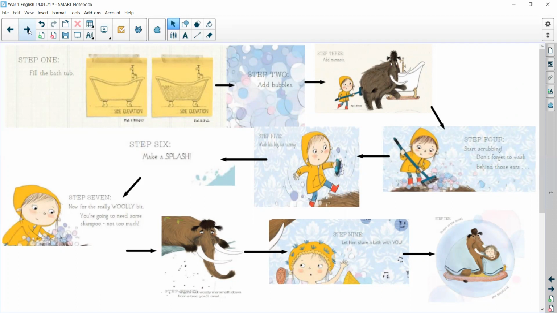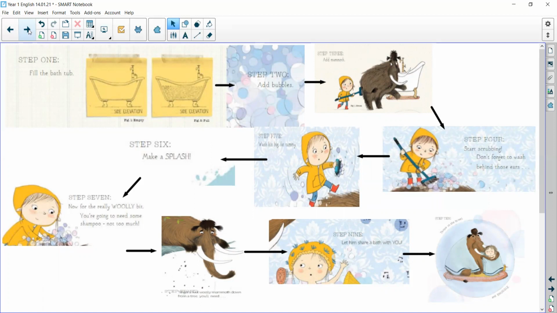Step 8, try and get the woolly mammoth down from the tree. Step 9, let him share a bath with you. And step 10, throw in the towel and snuggle. So in this book, this is how this little girl followed a set of instructions or gave a set of instructions on how to wash a woolly mammoth.